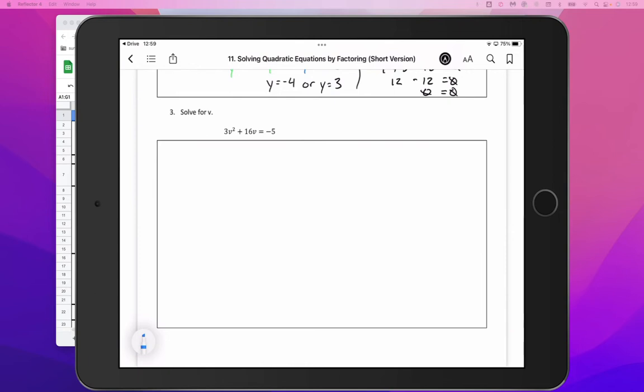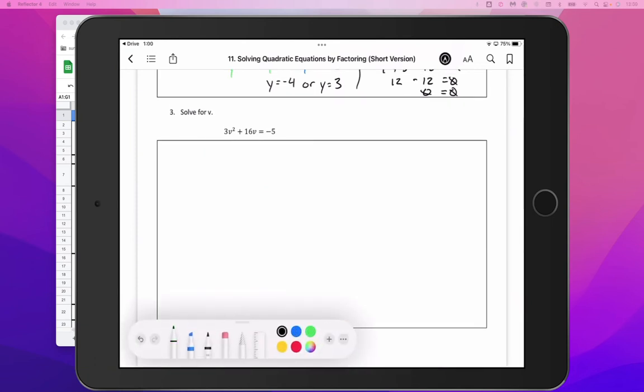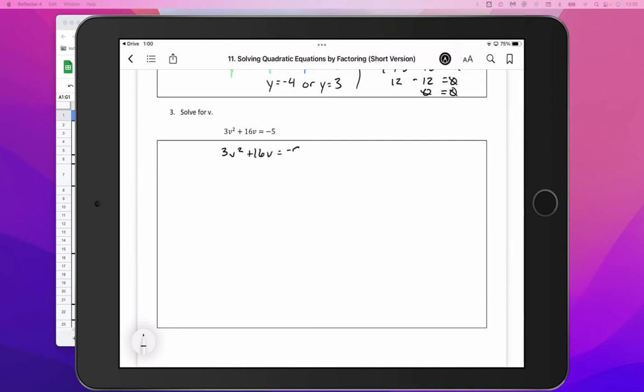So something unique about number 3 is that this time we don't have it equal to 0. Now that's a problem, and it's a simple problem to fix. So the first step in any of these that are not already equal to 0 is going to be to make them equal to 0. So let's do that. The way that we would make this equal to 0 is by moving that negative 5 on the right over to the left side. So we got to add 5 to both sides. And we've got 3v squared plus 16v plus 5 equals 0.